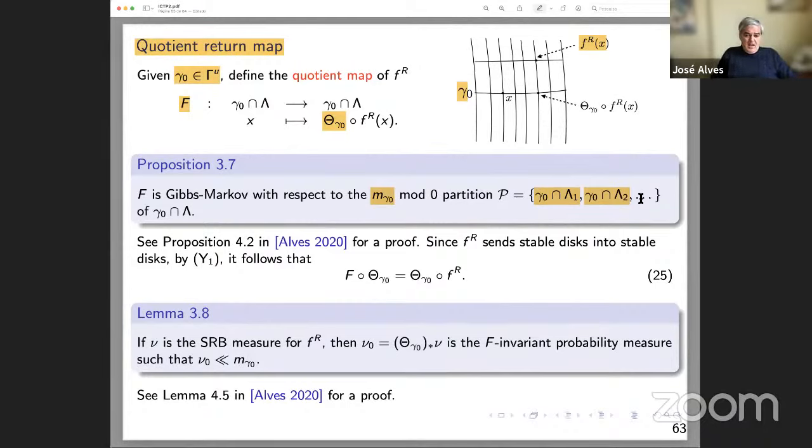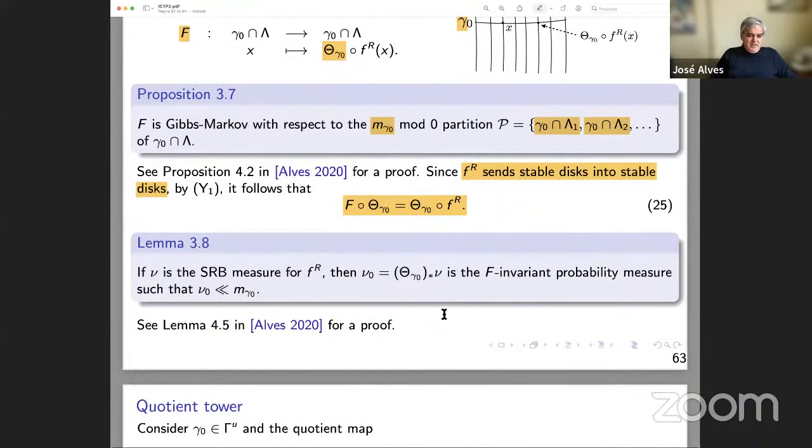This is essentially because FR sends stable disks into stable disks, by the first property, the Markov property in the Young structure. We have that theta gamma 0, the projection to the unstable disk gamma 0, is a semi-conjugacy between this new quotient return map and the return map that we have. And this is a very important property.